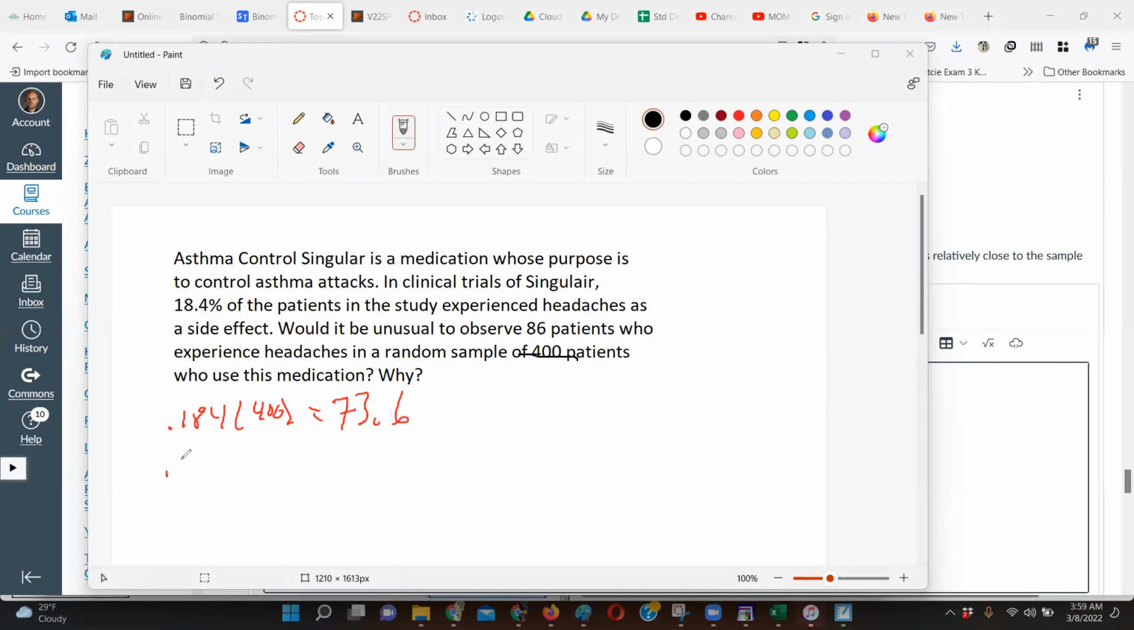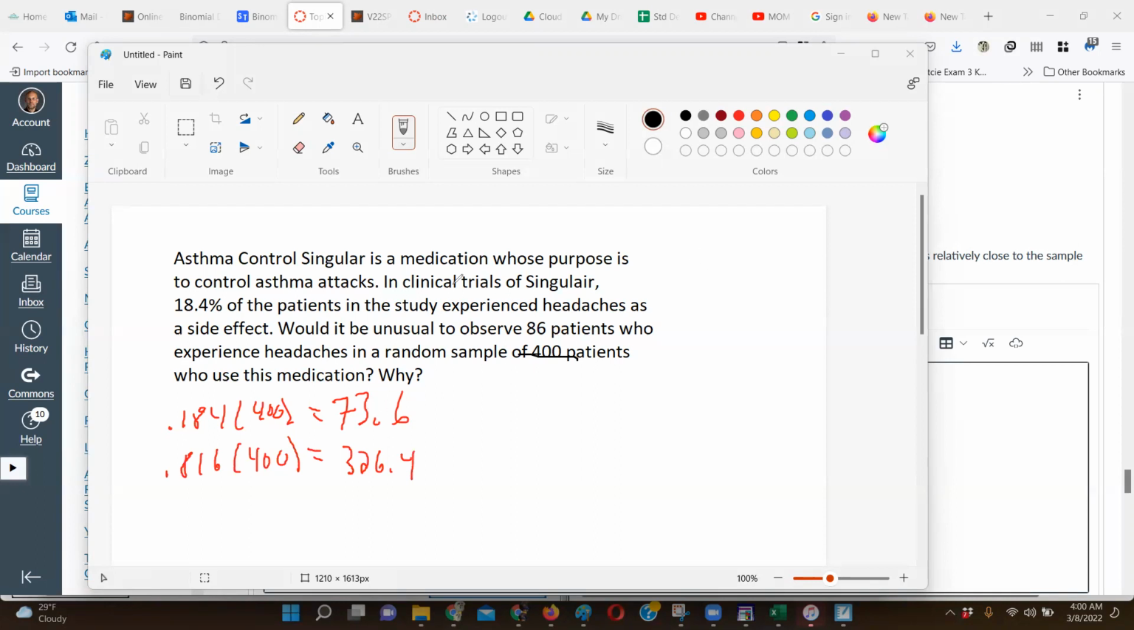And then we also have to check that 1 minus 0.184 is 0.816. We need that number later on too, so that's why I took the time to do it. So times 400 is 326. Well, Dr. Stevens says if you do these calculations and both of these are bigger than 5, you can use this technique. And the technique is we're going to calculate a z-score and then see if it's more than 2 standard deviations away from the mean.